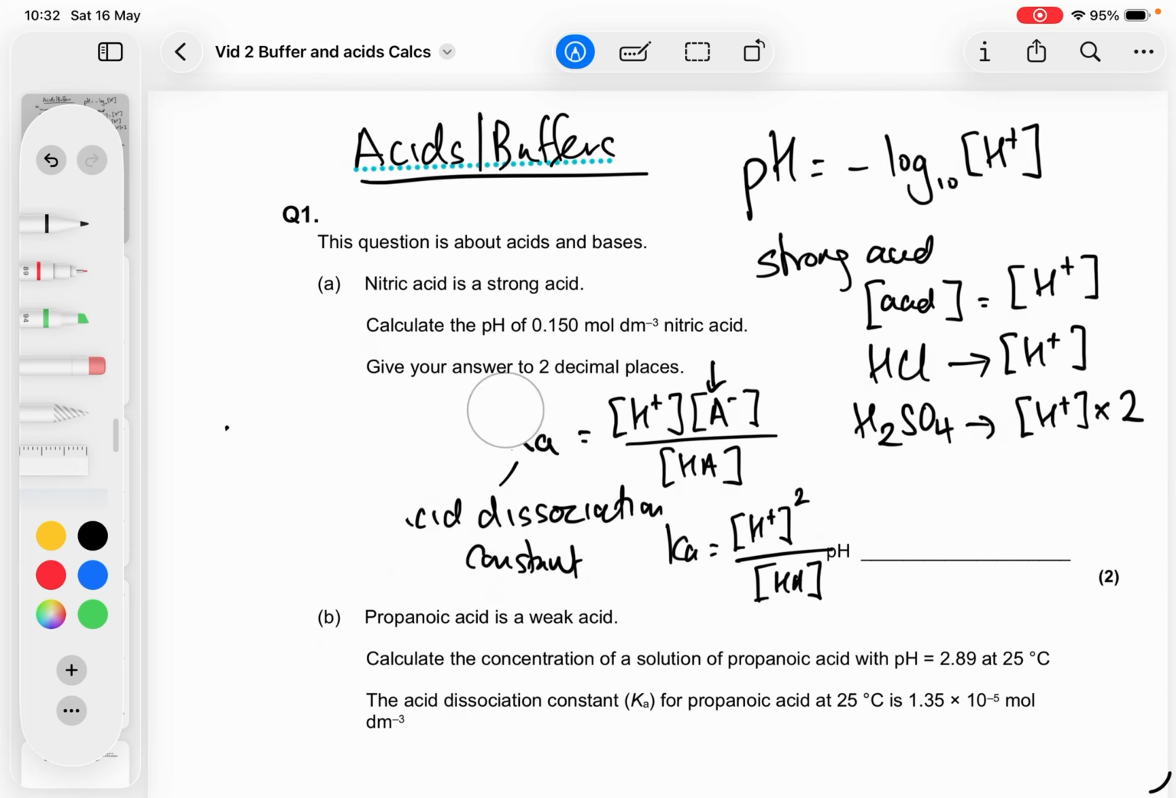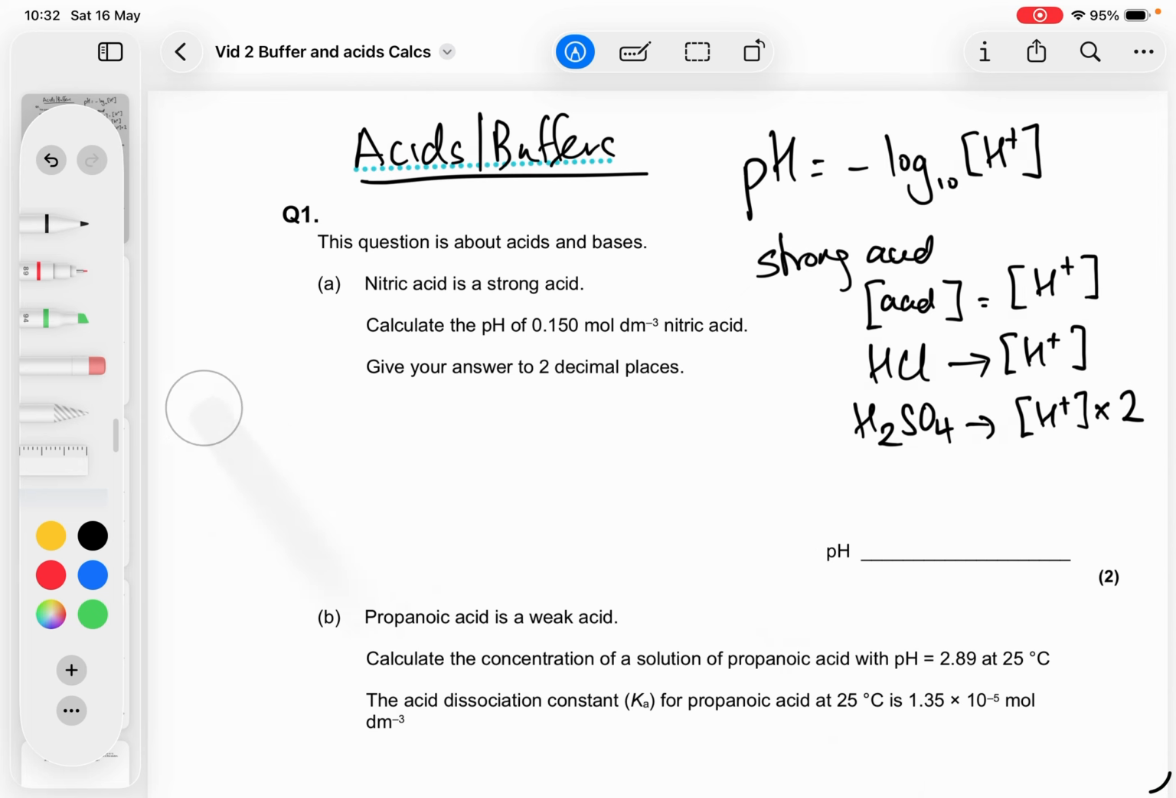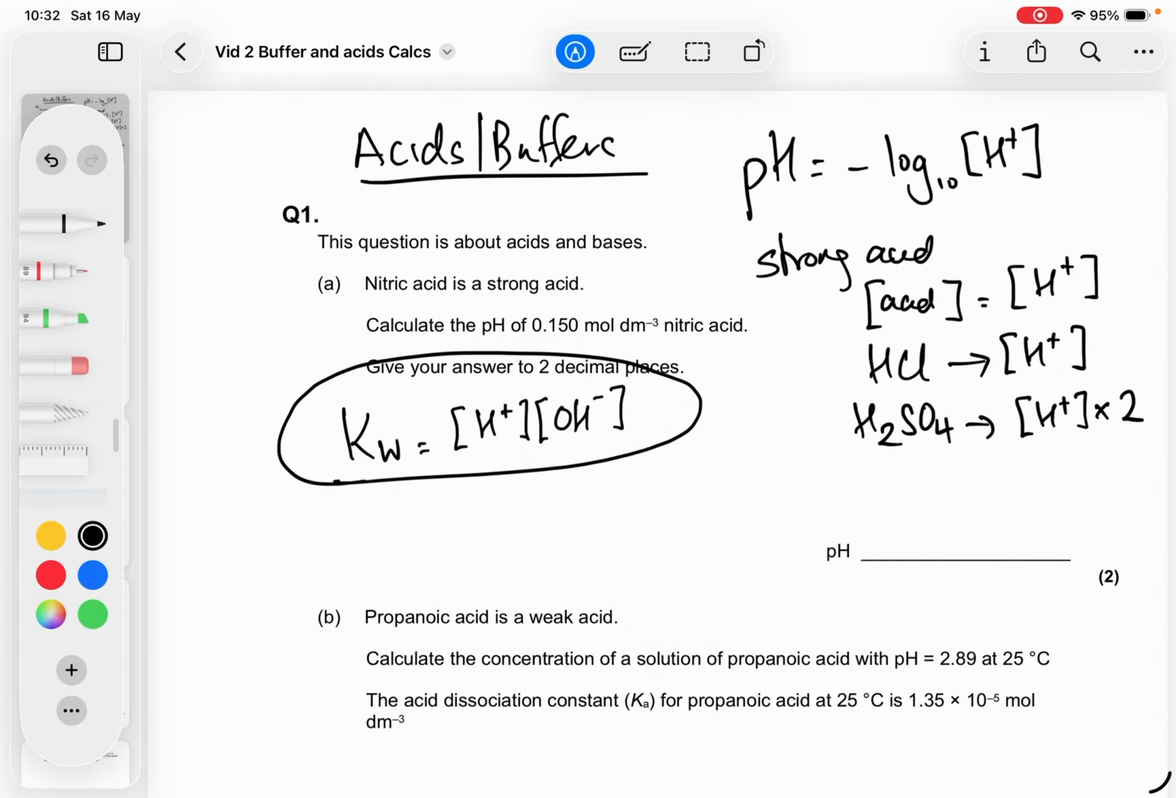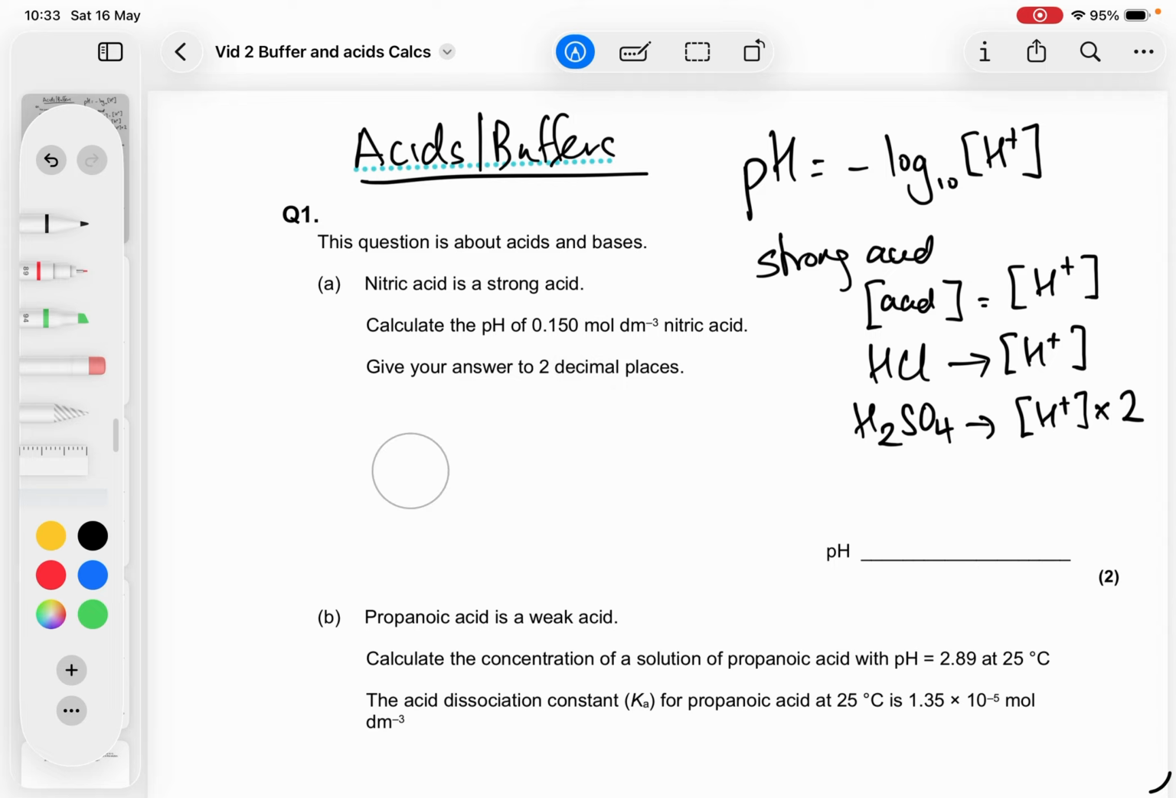If we're looking at a base, then we must use the Kw formula for the base. My aim is not how Kw was derived. You've got to know that part, but I'm giving you the examples of how to work out pH. So now let's look at the question in hand.